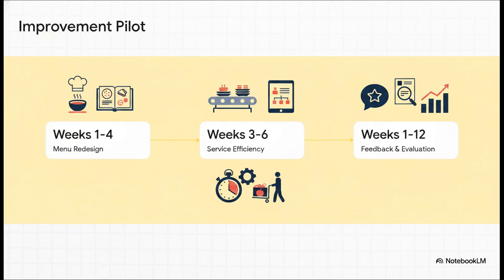Let's look at this 12-week cafeteria improvement pilot. It's not just a vague, "Hey, we'll fix the food." It is broken down into highly actionable steps. Step 1, menu redesign in weeks 1 through 4. Step 2, service efficiency improvements in weeks 3 through 6. Step 3, feedback and evaluation running continuously from week 1 to 12. Notice how this structure assigns specific timeframes and implies responsible parties for every single phase. The decision maker can visualize exactly what's going to happen and when it's going to happen.